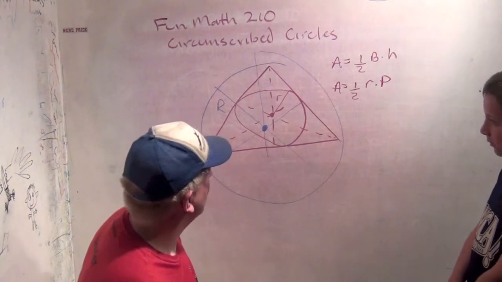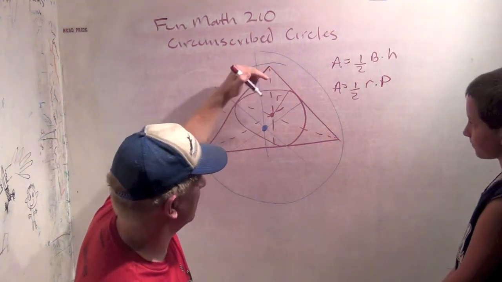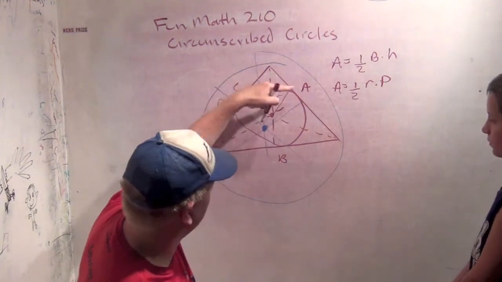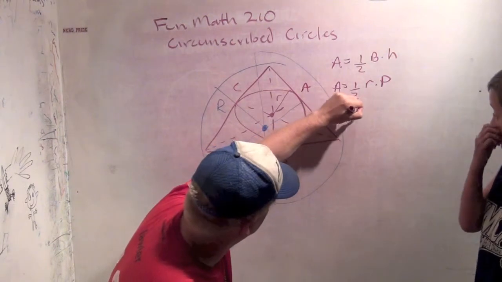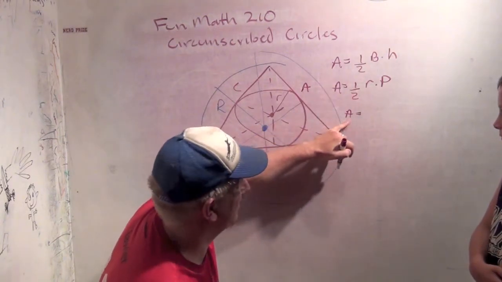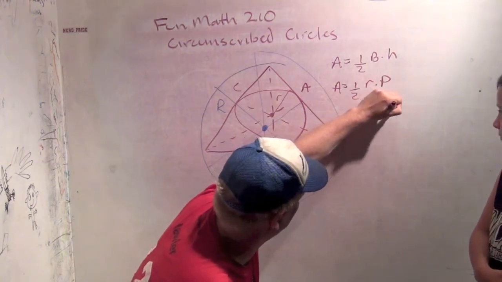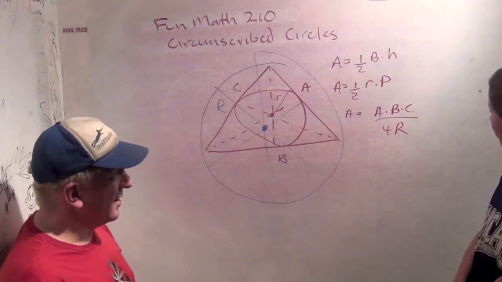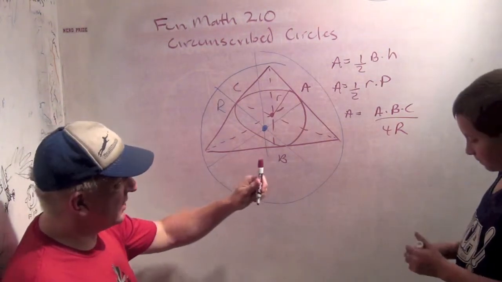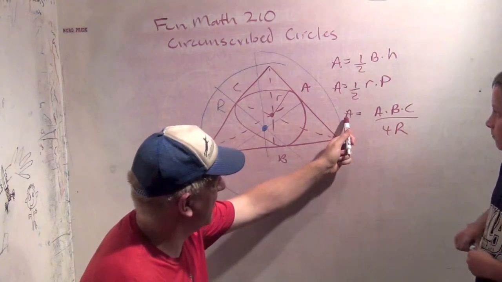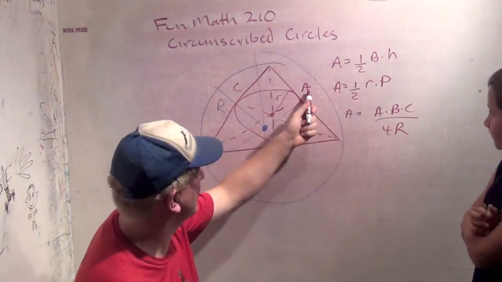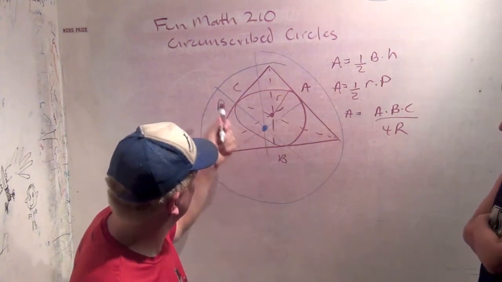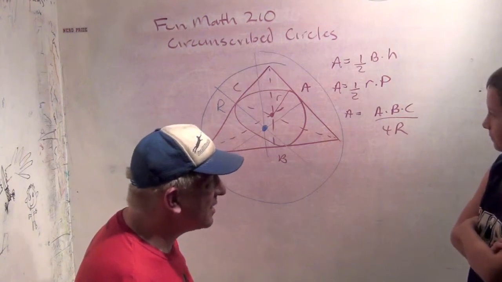Now for the circumscribed circle, there's a cool formula too. If the sides are A, B, and C, so they have length A, B, and C, the area is A times B times C over 4 times the radius of the circumscribed circle. Isn't that neat? So you can find the area. This area is this side times this side times this side, divided by 4 times the radius of the circumscribed circle. That's pretty amazing.